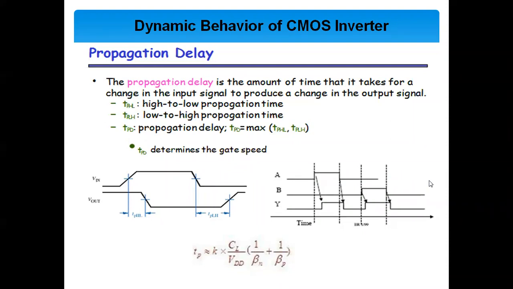TPD stands for propagation delay. So TPD is equal to max of TPHL comma TPLH. What are TPHL and TPLH? High to low propagation time and low to high propagation time.